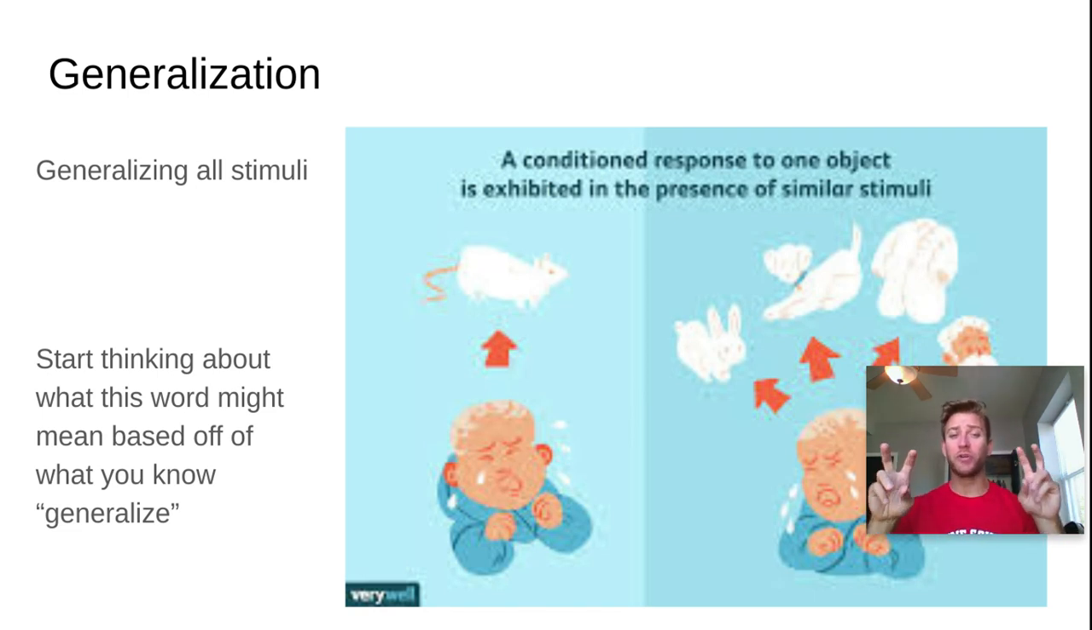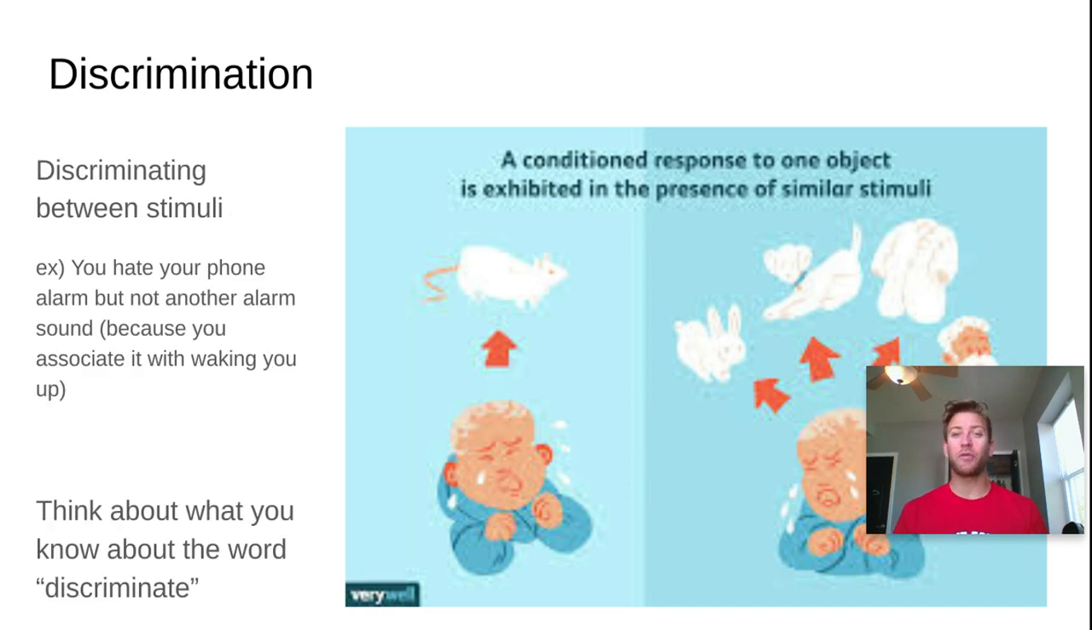So think about what you know about the word generalize, right? The other word is discrimination. Think about what you know about the word discrimination, being able to tell the difference between different stimuli. A good example of this is you cringe when you hear your phone alarm because it elicits a negative response. You hate waking up in the morning. It's uncomfortable. So when you hear your phone alarm at any point, it's going to make you cringe, right?